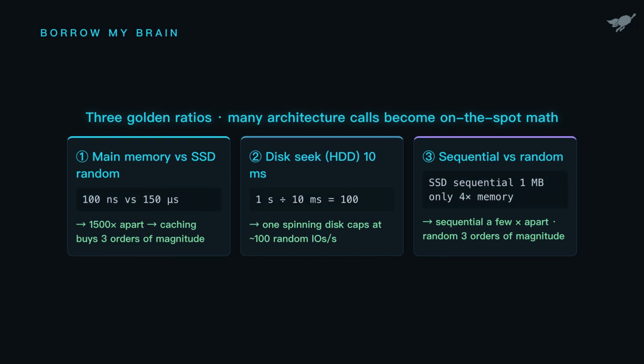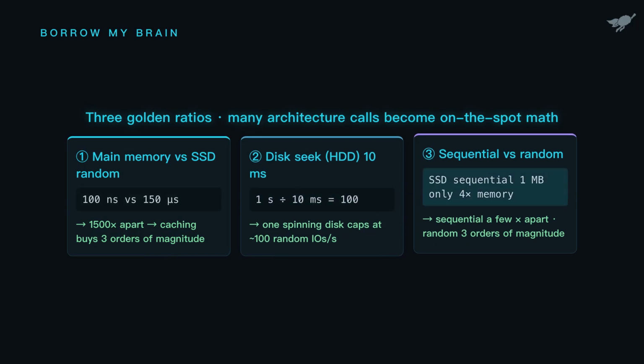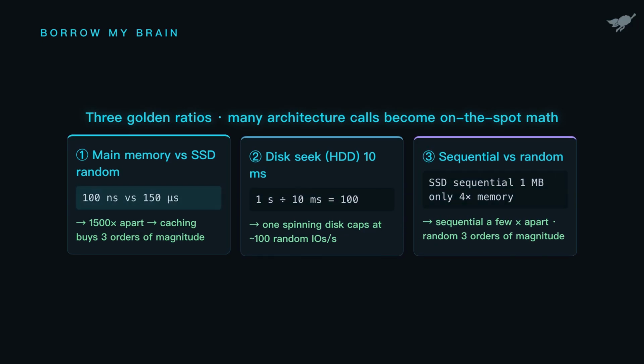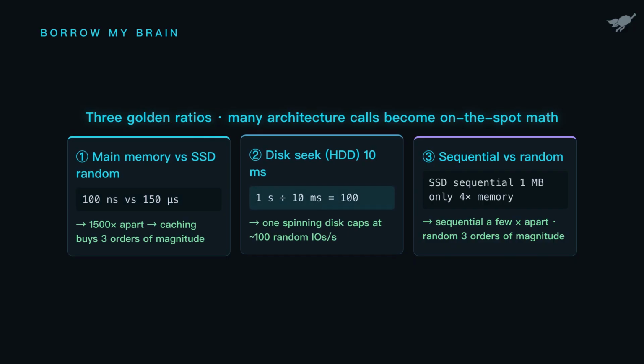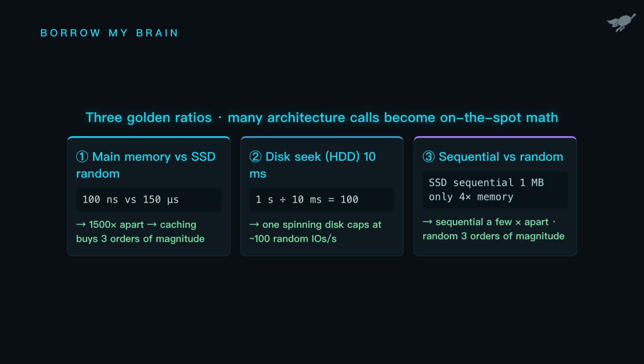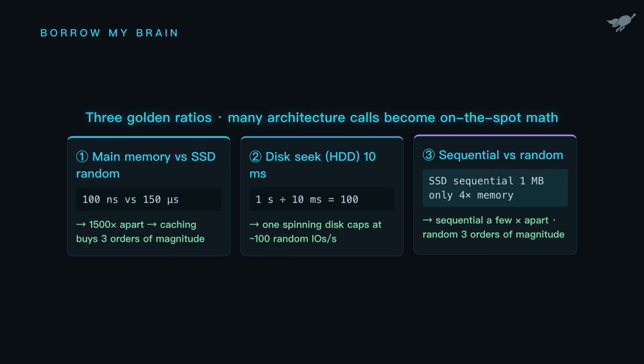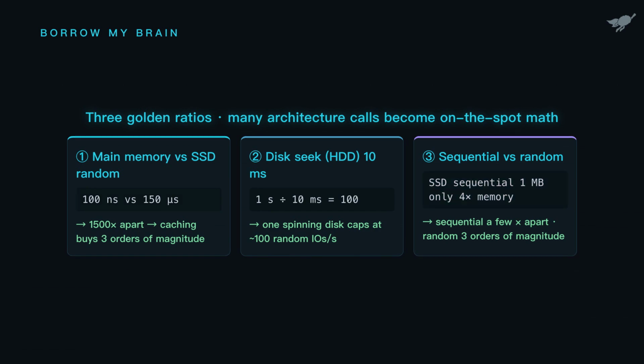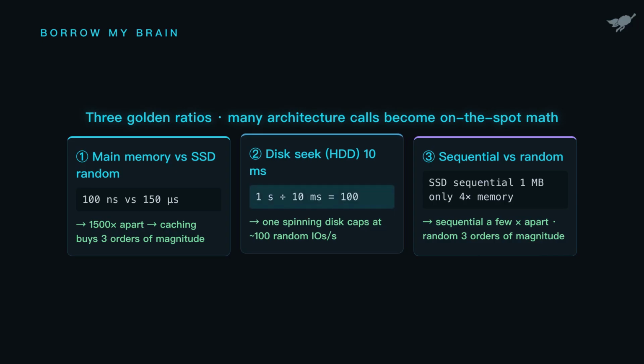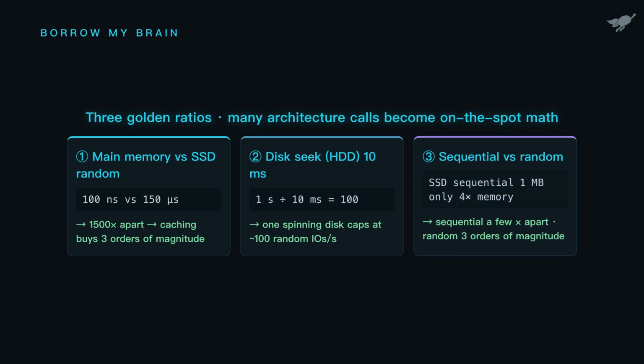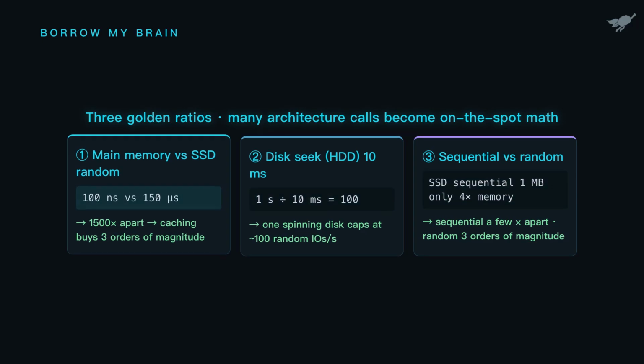Number 2, a disk seek on a spinning hard drive, 10 milliseconds. Flip it around, 1 second only buys you about 100 seeks, meaning one spinning disk tops out around 100 random IOs per second. If your database needs 10,000 random reads per second, on spinning disks alone, that's 100 drives. This one ratio single-handedly decides how many companies buy SSDs and add caches.